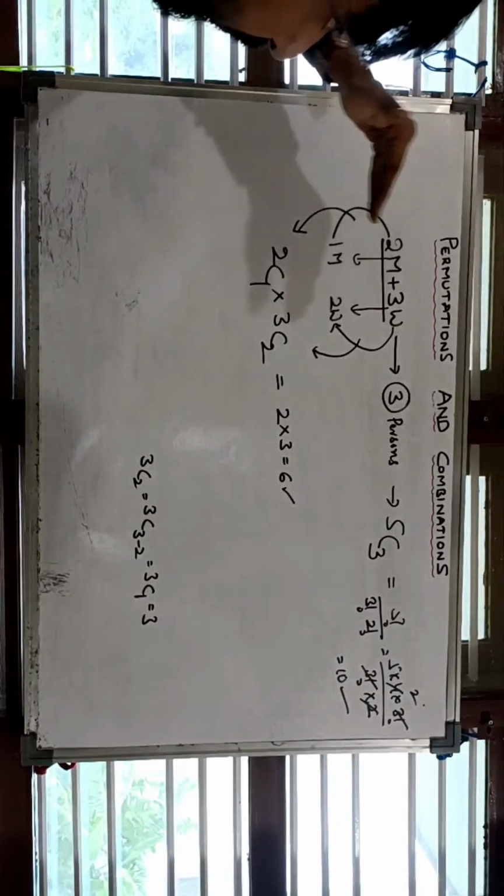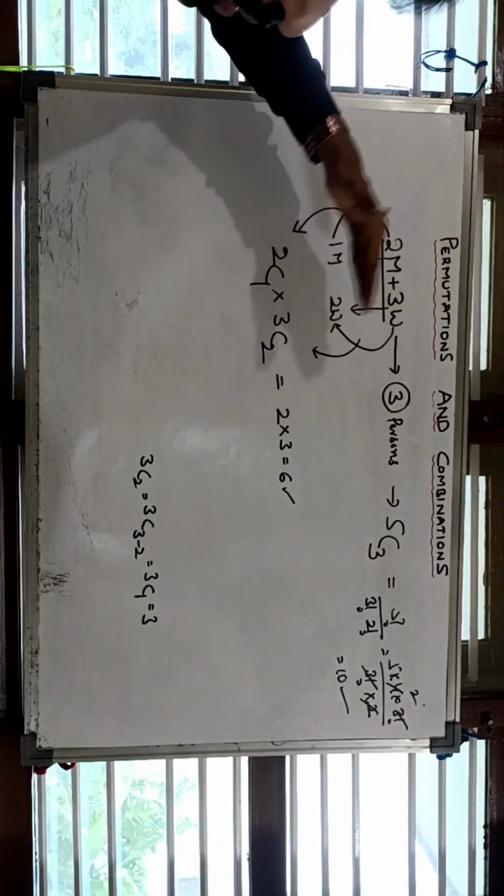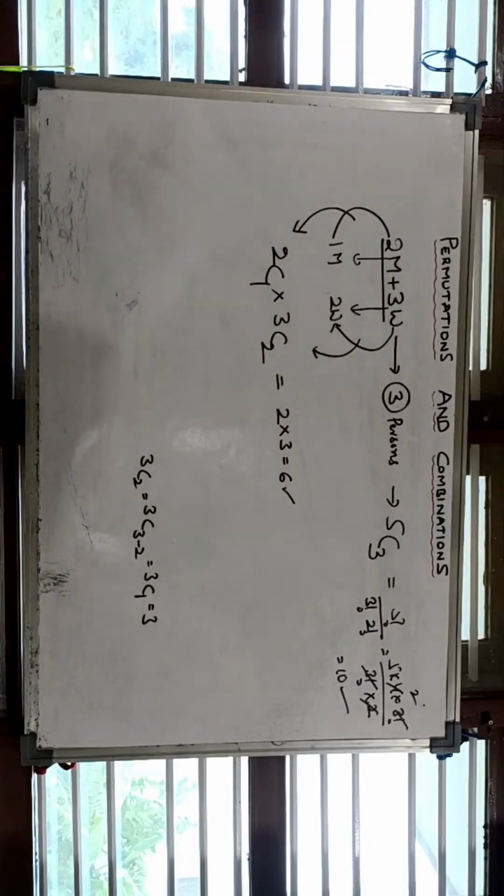This is the selection of things. Out of 2 members, 1; out of 3 persons, 2, we are selecting. This is the combination.